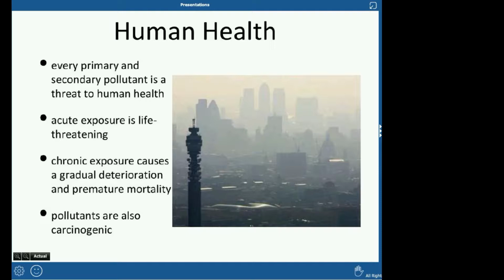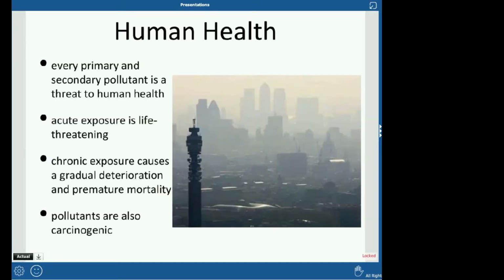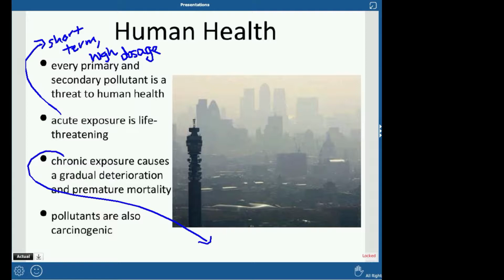Usually acute exposure to these things is life-threatening, and acute is basically short-term, but it's like a high dosage. Where chronic, look at this over here, chronic is long-term, and it's usually low doses. So I would know those words as well. Basically, chronic will cause a gradual deterioration. It'll just cause you to die before you would have died normally. Kind of reduces your life expectancy.